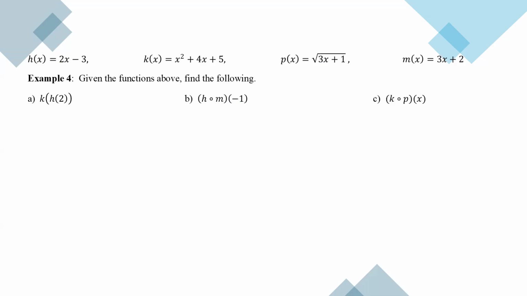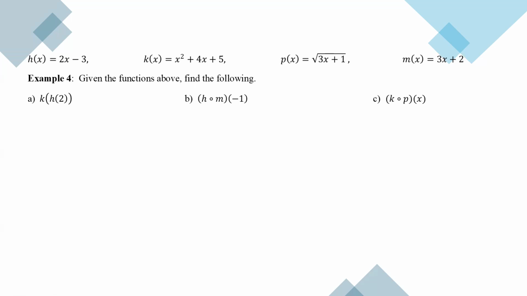If I had a rational function, what can your denominator not equal? 0. So I couldn't plug in values that would make my denominator equal to 0. If that function is square root, then it's going to stay square root.